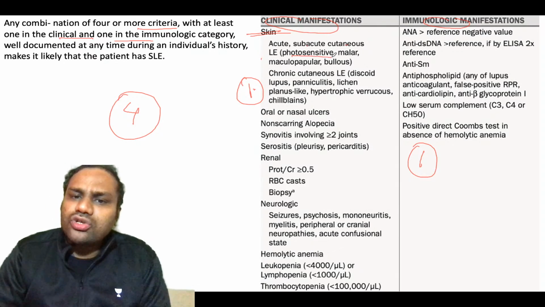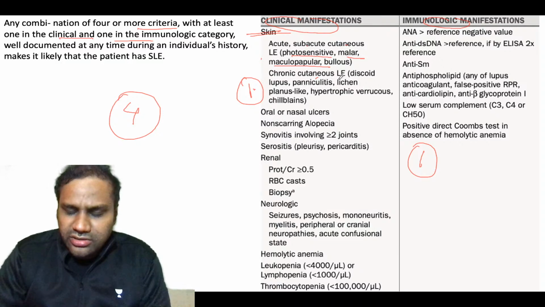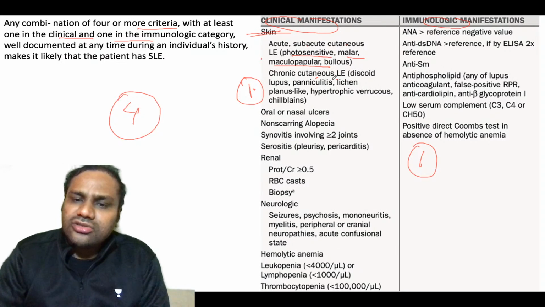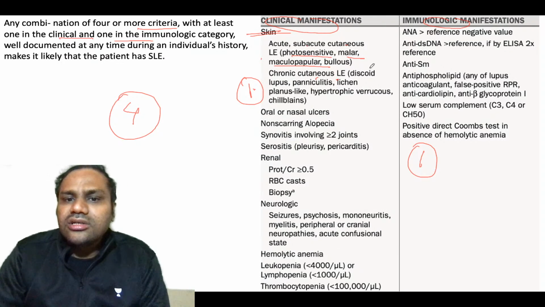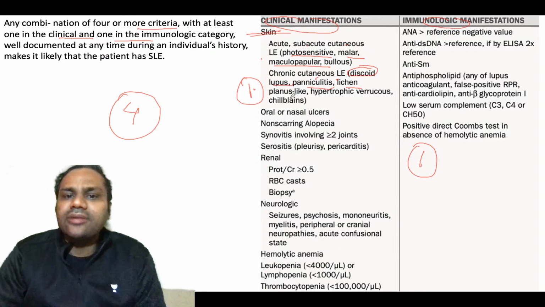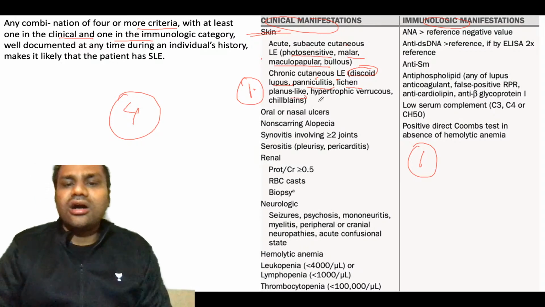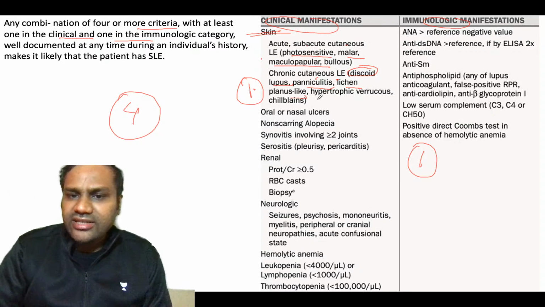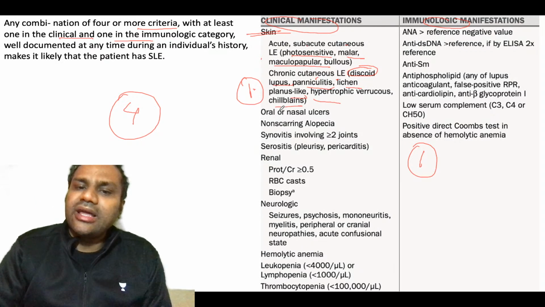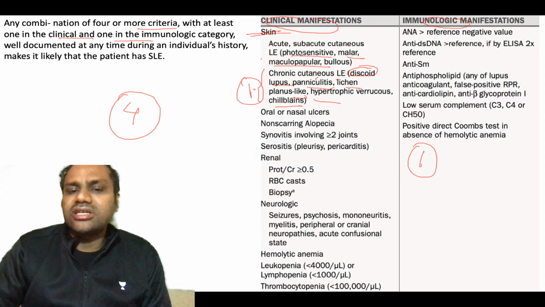Okay, in skin you can get acute or subacute cutaneous LE, which is photosensitive. Okay, malar maculopapular rash. You can see chronic cutaneous lupus erythematosus, where you will have discoid lupus or panniculitis. You can see lichen planus-like lesions also in the skin. Hypertrophic verrucous lesions and chilblains can also be seen in skin involvement.